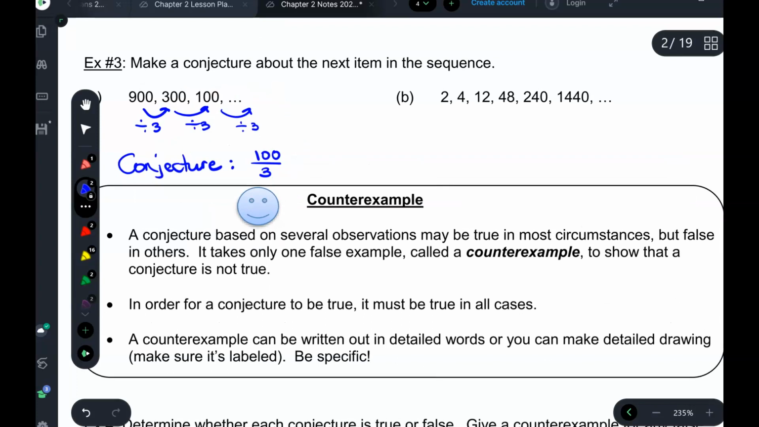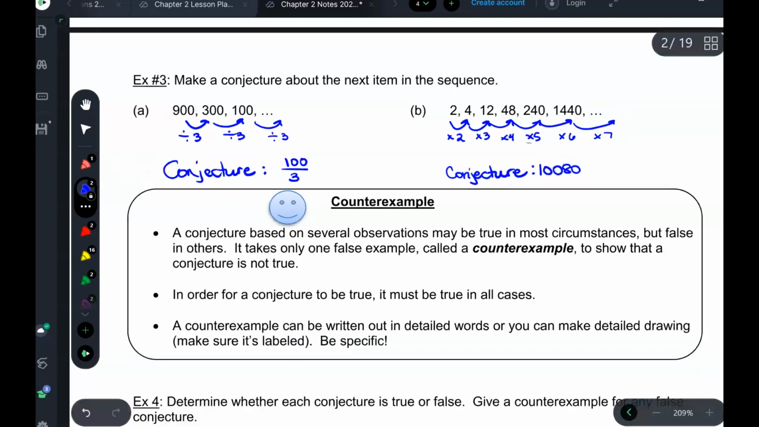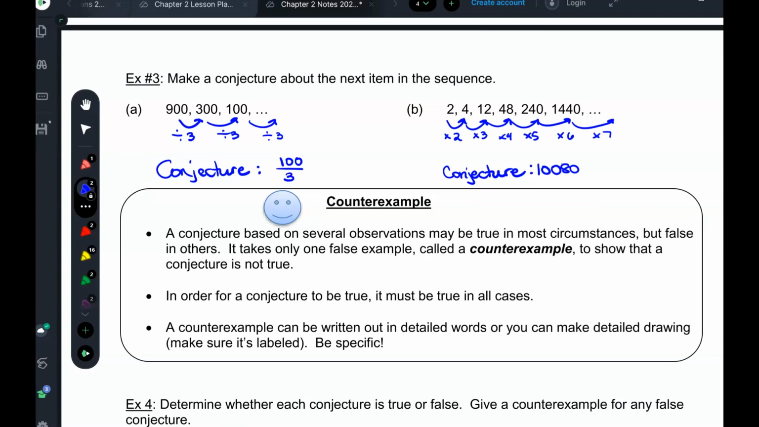Okay, how about the next one? Anybody see the pattern? It's multiplying. This one is multiplying by 2. And then how do we get from 4 to 12? Times 3. Then times 4. Now you see the pattern. So times 5, times 6. Looks like we need a calculator for our conjecture. 10,080. Okay, so that's your conjecture part.